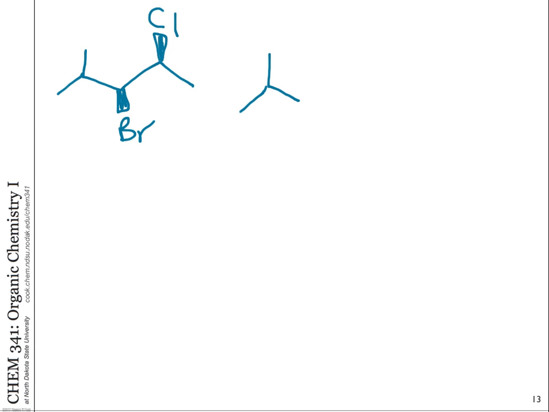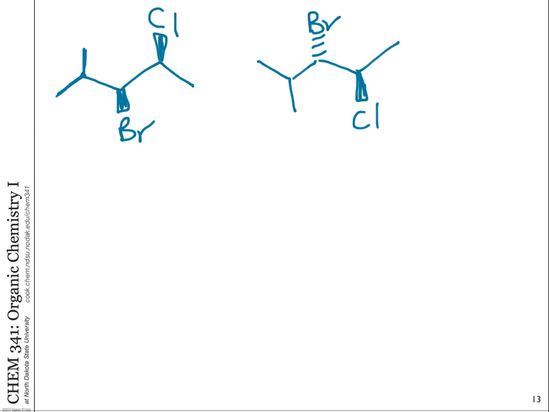Let me erase that. I'll draw it like this. These both have 2-chloro, 3-bromo, 4-methyl pentane. But I have stereocenters. Notice the one with the methyl is not a stereocenter because the 2 methyl groups are identical, so that carbon doesn't have 4 different groups attached.